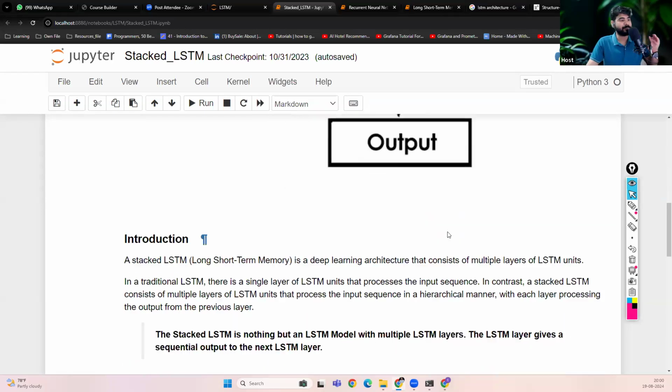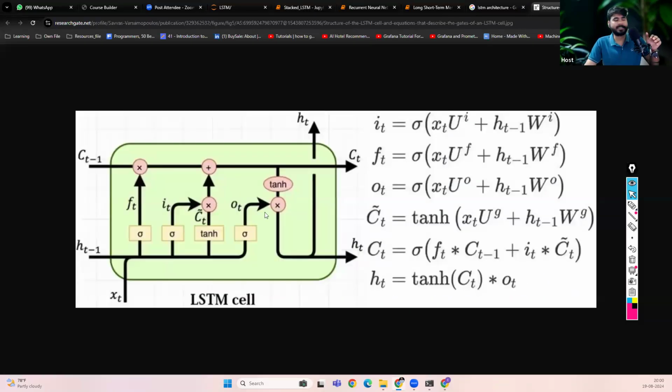Clear this one? One on top of the other. At the end, we have the same calculation, same architecture. The internal architecture is the same. Clear? Yes, sir. Okay. Fine.